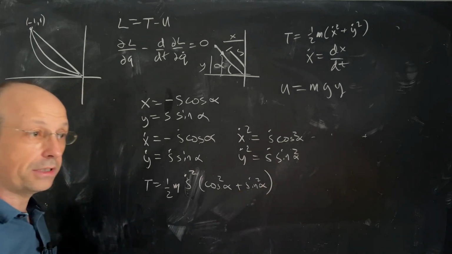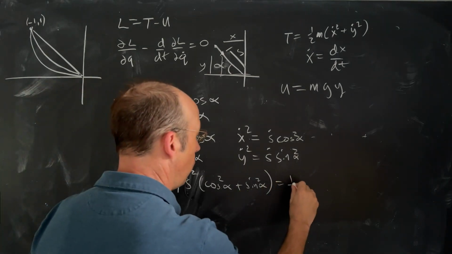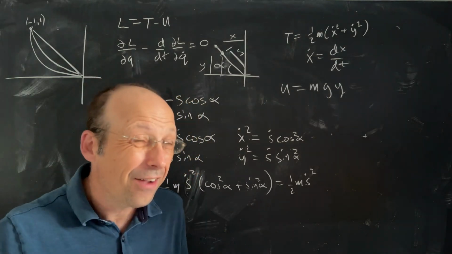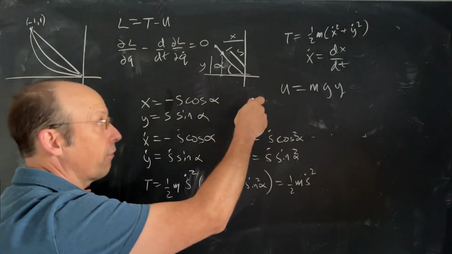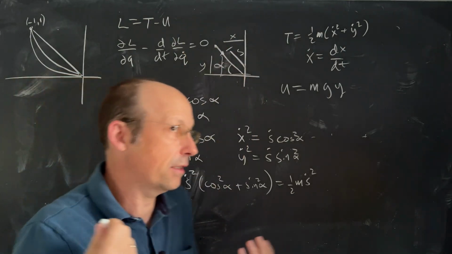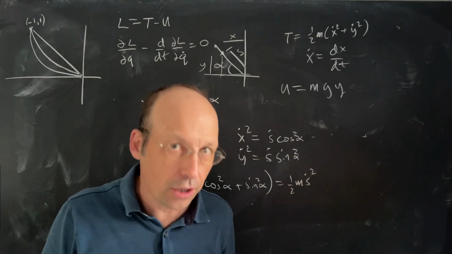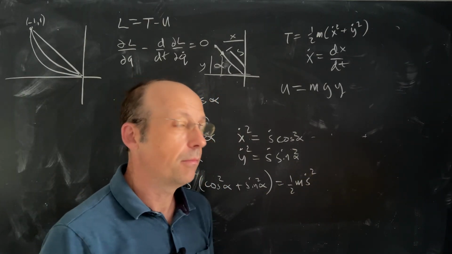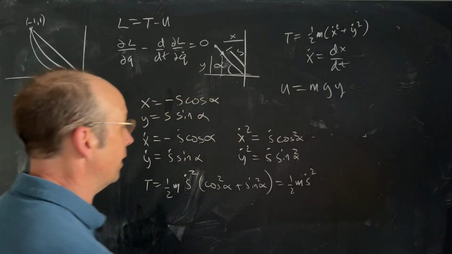And cosine squared plus sine squared is 1, so I just get 1/2 m s dot squared. And you could say, duh, right? Because it's just moving in one direction. I could call that the x direction. The velocity is definitely just that 1/2 m, that direction derivative squared, that velocity squared. Yes, I know. But we're learning here, right? This is not just about getting the answer.